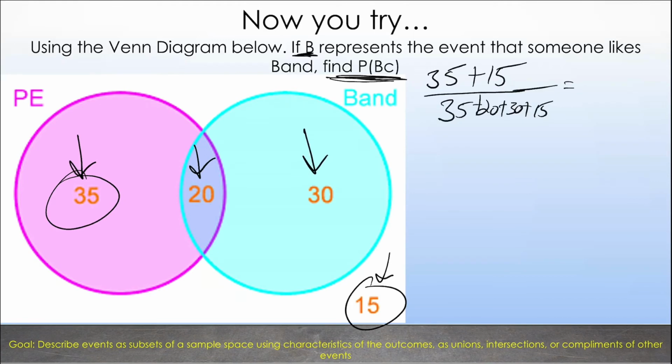Let's type that in the calculator. 35 plus 15 divided by 35 plus 20 plus 30 plus 15. That gets me 0.5, or 50% of people do not like band.